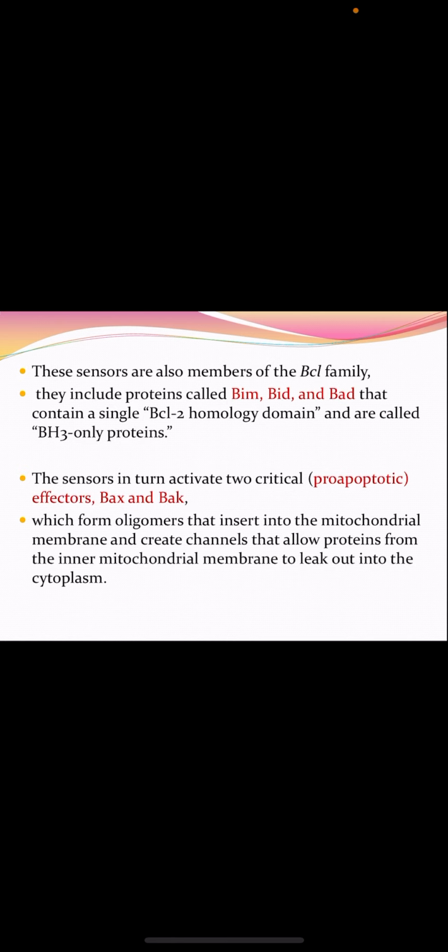The sensors are also members of the BCL family. These proteins are BIM, BID, and BAD. These are sensors of apoptosis. These are the molecules which sense when a cell is under stress. These molecules contain a single BCL2 homology domain and are called BH3-only proteins.